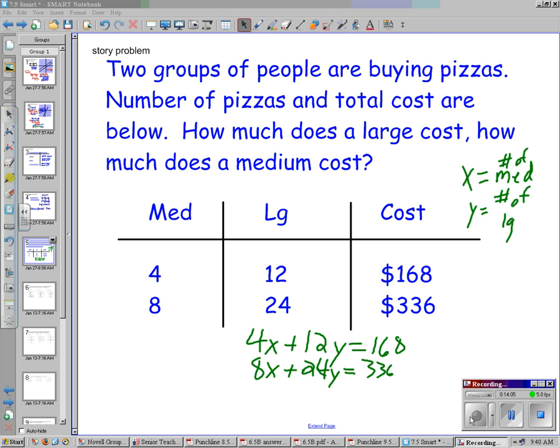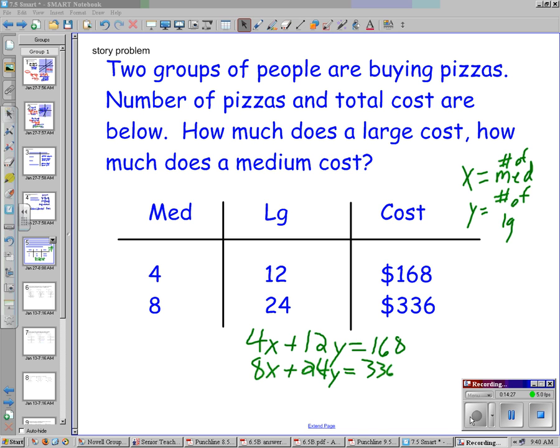Looking at these two equations that Jake wrote up here, 4x plus 12y equals 168, and 8x plus 24y equals 336. He says x is the number of medium pizzas, and y is the number of large. I like that he told me what they each were. Those two equations are correct. Now, if you start solving that using an algebraic method, what happens?